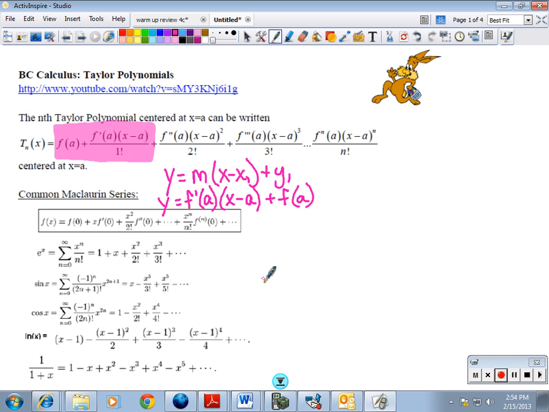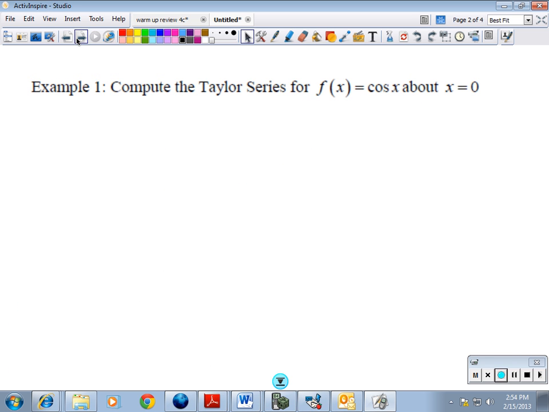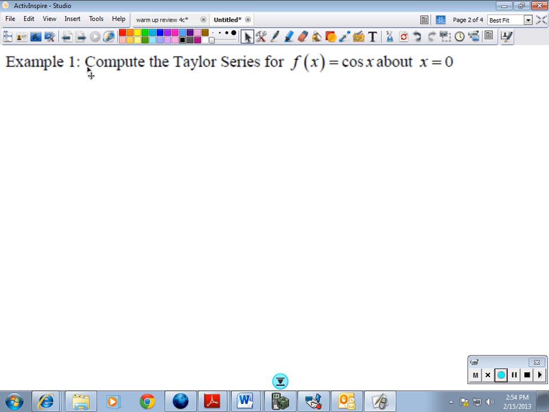Okay, and to make a Taylor polynomial, we're going to create Taylor polynomials to match various common functions. And these are the ones that AP actually expects you to have memorized. Don't worry about memorizing them just yet. We're actually going to look at how to get them first. It says compute the Taylor series for f of x equals cosine of x about x equals 0.